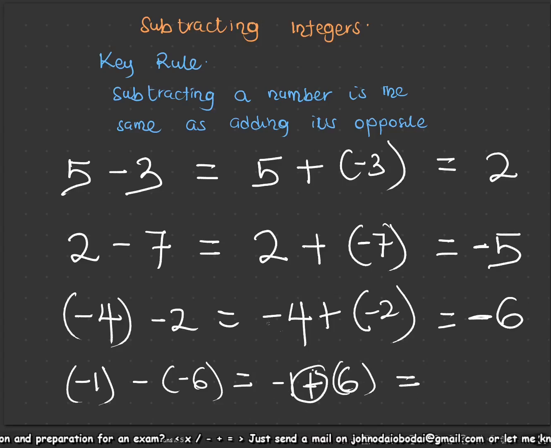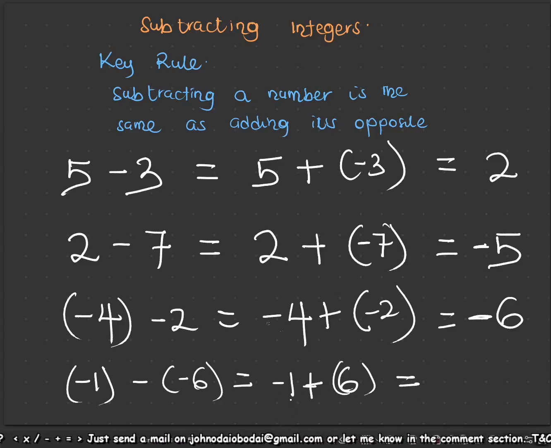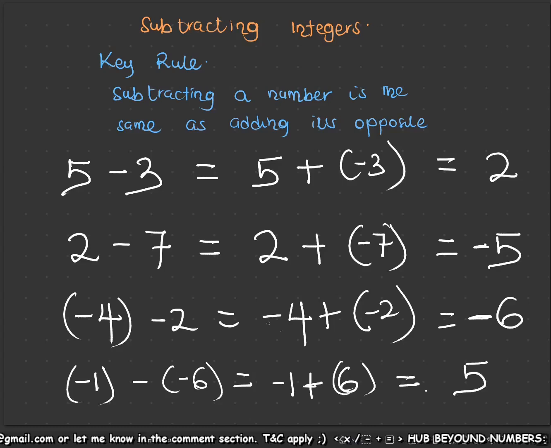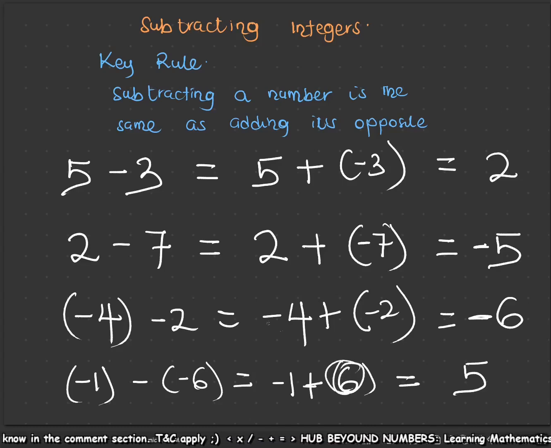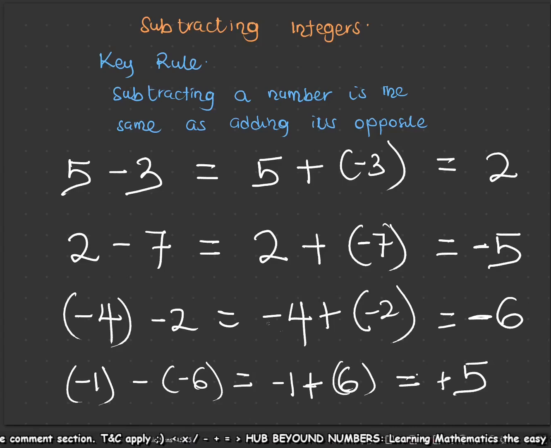Now this has become an addition problem. And we said if we are adding and they are of different signs, let's take the smaller digit from the bigger digit so that we have 6 minus 1. 6 minus 1 gives us a 5. And then we take the sign of the bigger digit. This is the bigger digit. What is the sign? Positive. So positive 5. As simple as that.